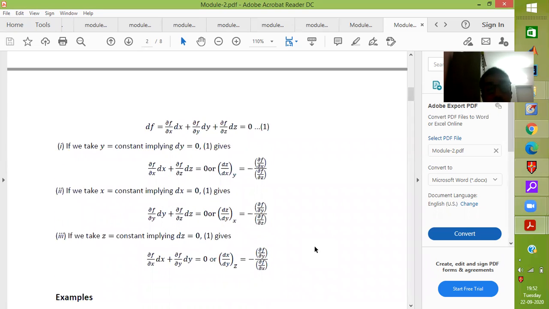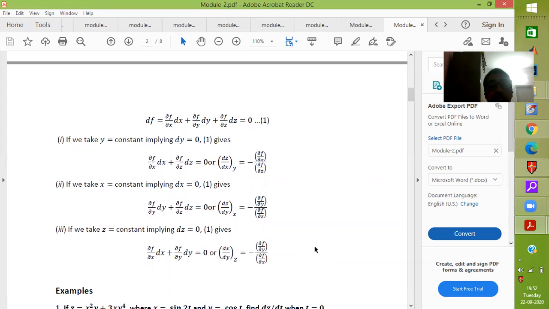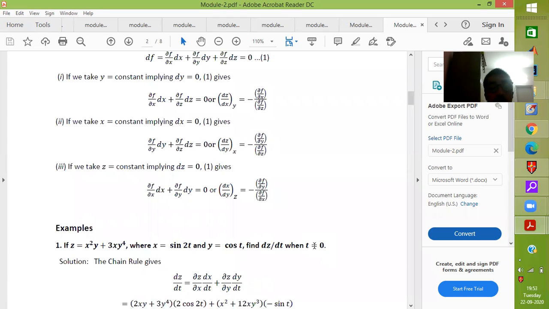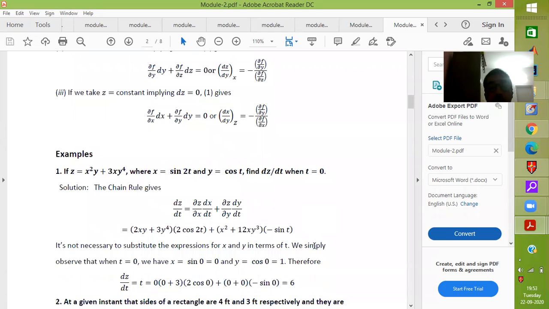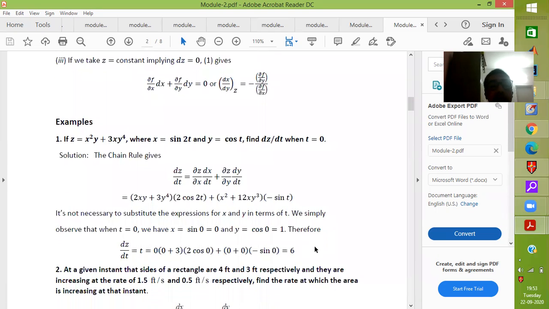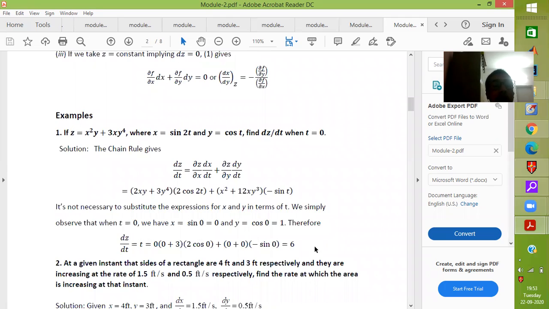Now, the same thing can be extended in different ways, but let us go through some examples and actually see how to handle total derivatives. In the first example, we have z as a function of x and y expressed as x square y plus 3x y power 4, where the variable x is connected to t as sin 2t and the variable y is connected to t as cos t. Suppose the goal is to find the rate of change of z with respect to t, dz by dt, when t is equal to 0.